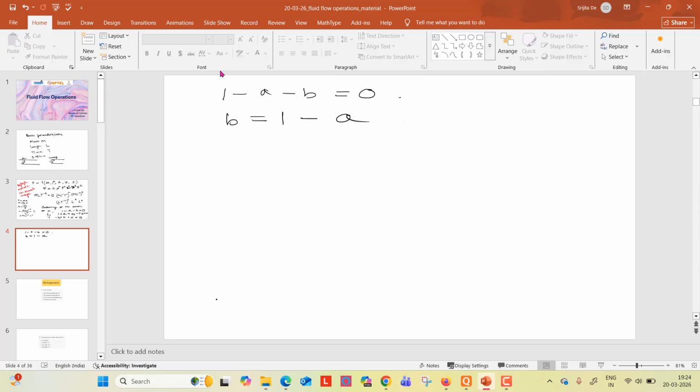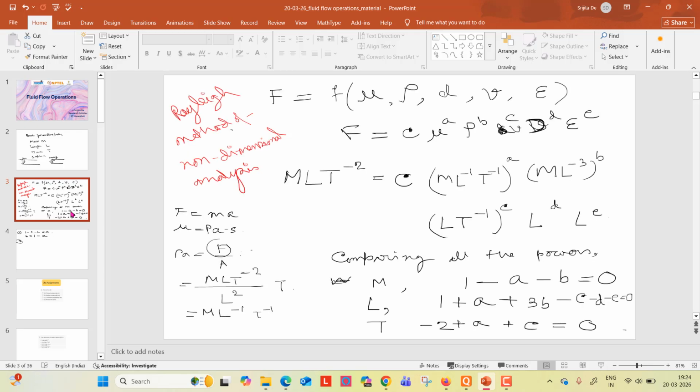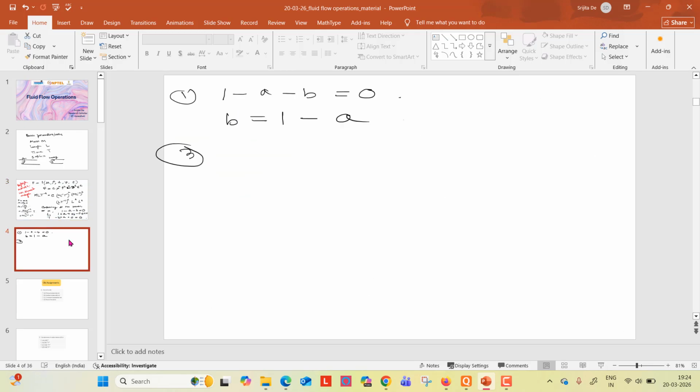And from the third equation, this is the first equation, this is the third equation. So from the third equation we can get that minus 2 plus a plus c equals 0. So what is c? c will be 2 minus a, right?